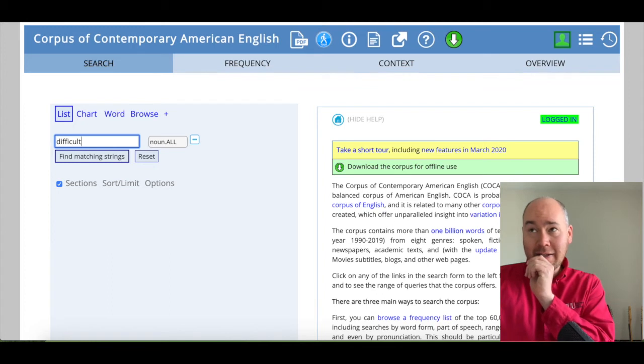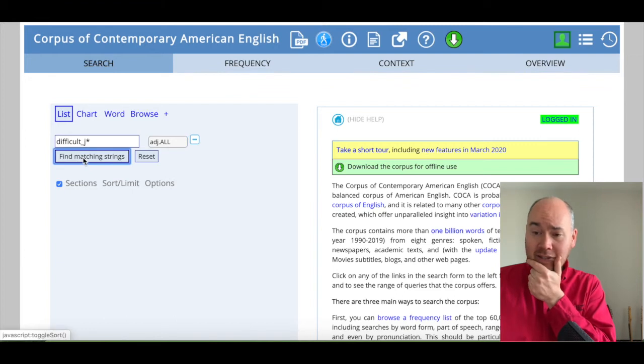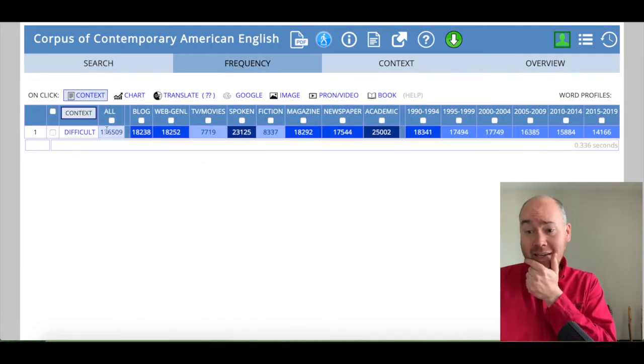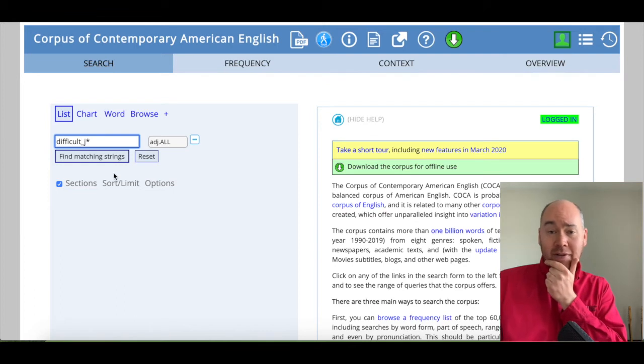And I want to say the word difficult is an adjective, but I'm not 100% sure. I'm going to look for it as an adjective and see if I get a lot of hits. And I do. I get a lot. About 25,000 in academic, 136,000 overall. But that's because I looked for difficult as an adjective.